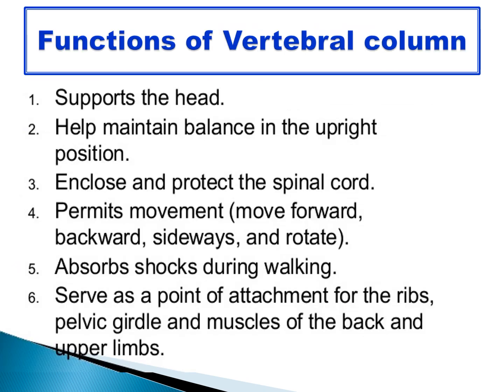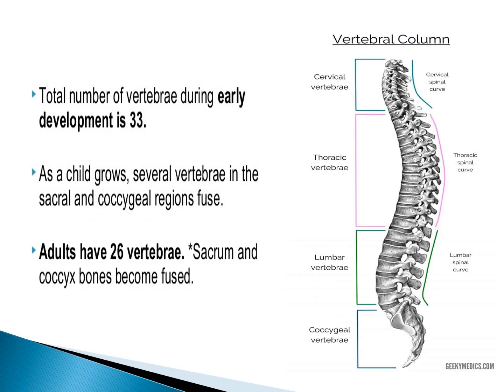The functions of the vertebral column: it supports the head, helps to maintain balance in the upright position, encloses, supports and protects the spinal cord, permits movements, absorbs shock during walking, and serves as a point of attachment for the ribs, pelvic girdle, muscles of the back, and pectoral girdle and upper limb.